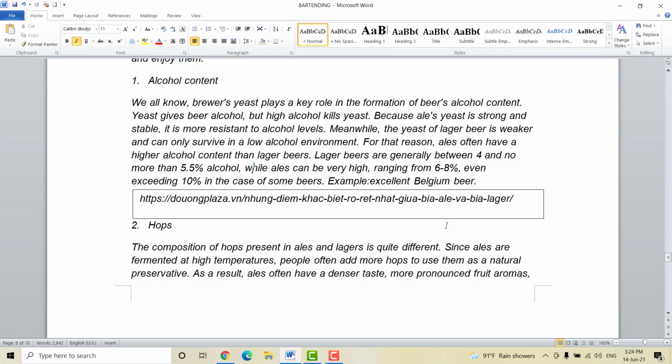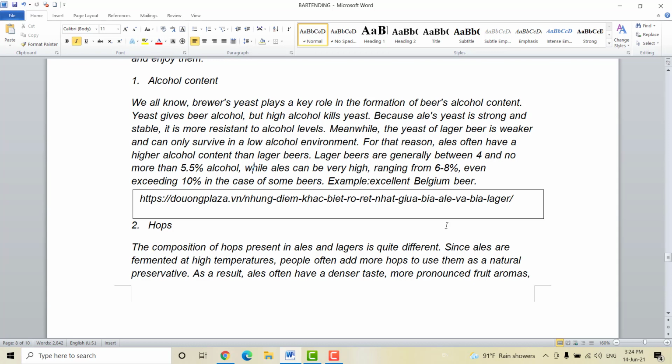Lager beers are generally between 4 and no more than 5.5% alcohol, while ales can be very high, ranging from 6 to 8%, even exceeding 10% in the case of some beers. Example: excellent Belgium beer.